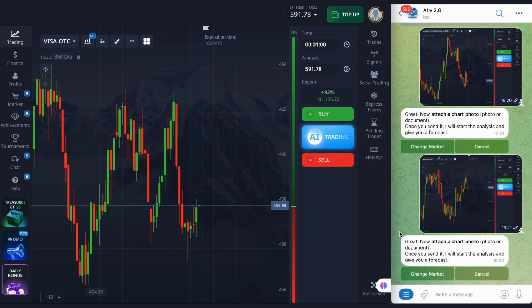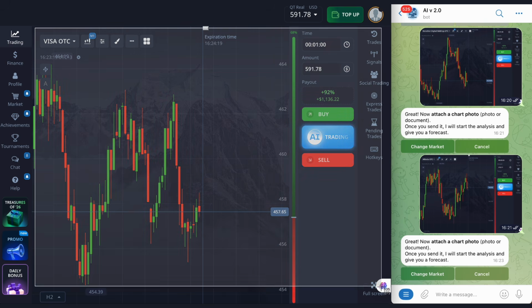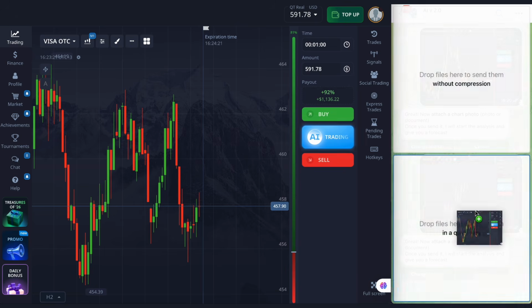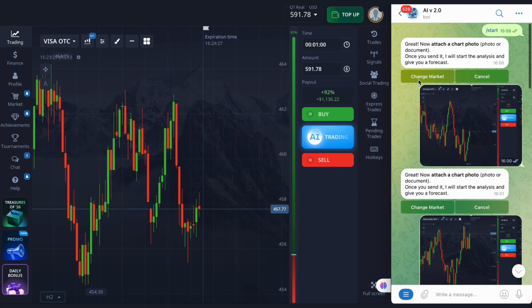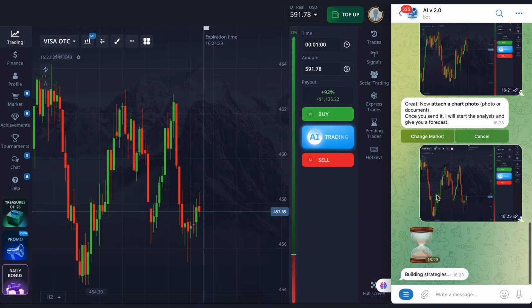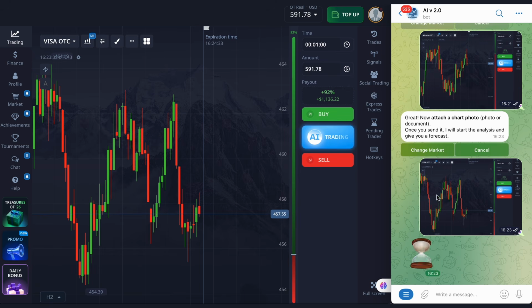$591 on the line, ladies and gentlemen. This is gonna be our last trade for this session. Let's go ahead and take a nice screenshot of our chart and attach it to our AI screener. We're gonna hold on and see how this is gonna turn out to be, ladies and gentlemen. So far so good. AI screener giving us the catches today in the market. And what is this gonna be? It's building strategies, it's studying candlesticks, and is this gonna be a buy or sell.